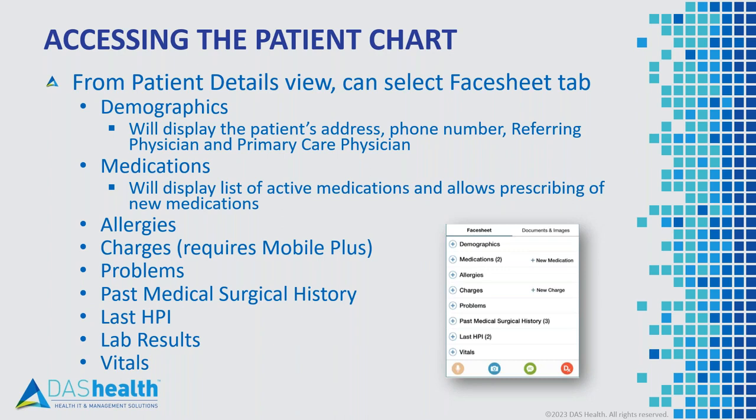The second category is medications. This is going to show all of the patient's active medications, and also allows for new medications to be prescribed from this view. We will also have categories that will show you things like the patient's allergies, charges. This is a feature that requires Mobile Plus to view those and also to be able to enter new charges. We can see the patient's problems list, their past medical and surgical history, their last HPIs, lab results, as well as vitals.